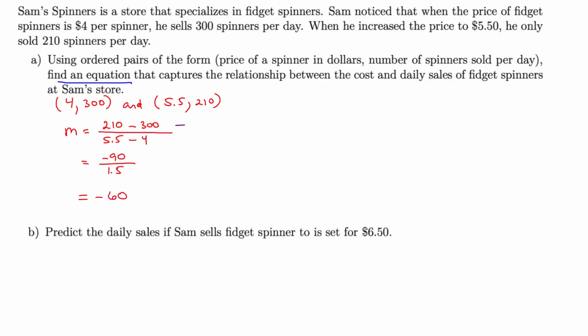As a side note, if you remember that the 210 and the 300 were talking about how many spinners he was selling, and the 5.5 and the 4 was talking about dollars, the unit of this slope, negative 60, would be spinners per dollar. Meaning, for every dollar that he increases the price, he will sell 60 fewer spinners.